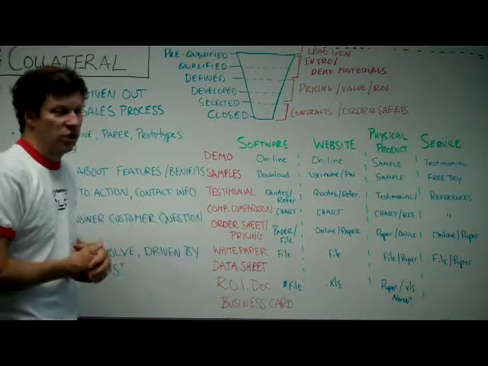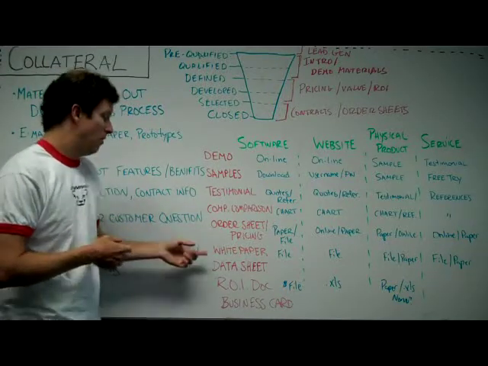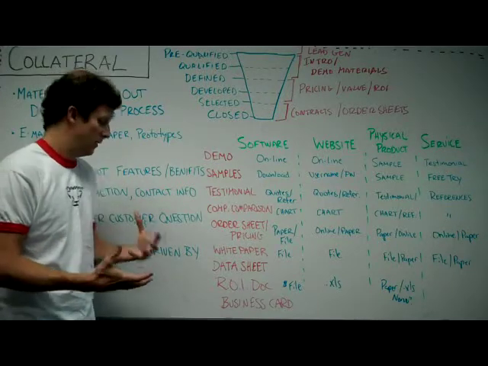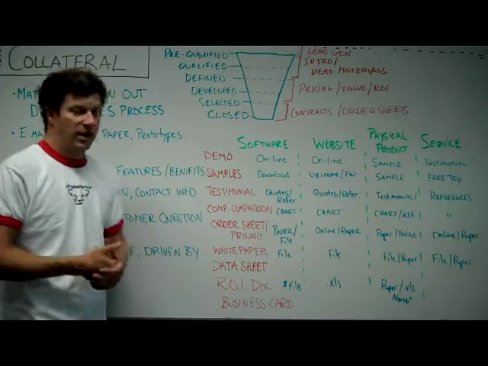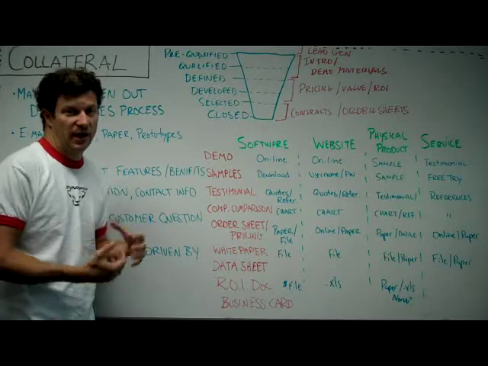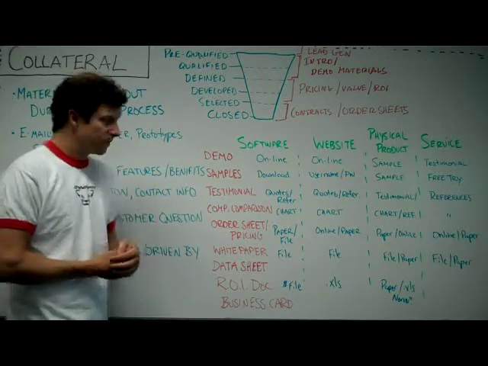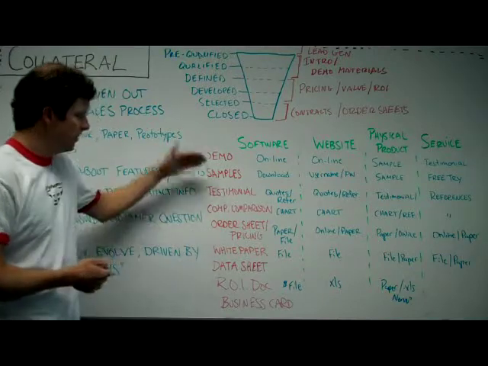You'll have an order sheet or a pricing document. You'll have a white paper. You'll have a data sheet that talks about what's in your product. You'll have an ROI document. Why is it valuable? What value are you getting out of it or giving to the customer? And you might even have things like business cards. These are some examples.